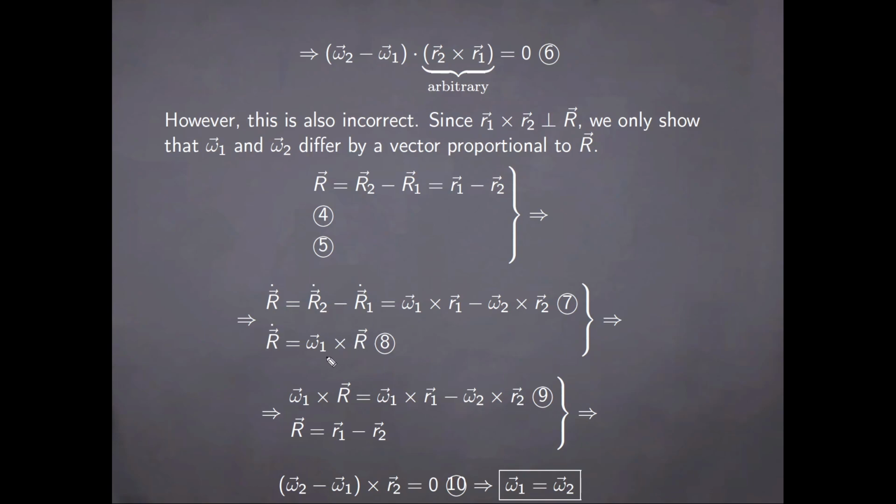So again, putting the two together, we obtain the result 9, and then we combine this with the fact that r can be written as the difference here. And then finally, what this does, it leads us to this result, which indeed concludes that omega 2 and omega 1 must be equal given the completely arbitrary nature of R2.